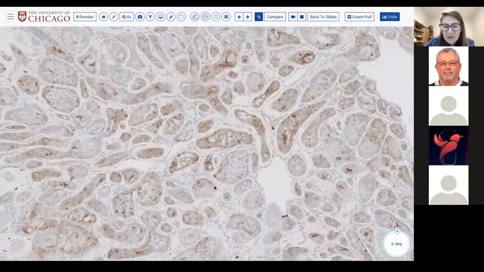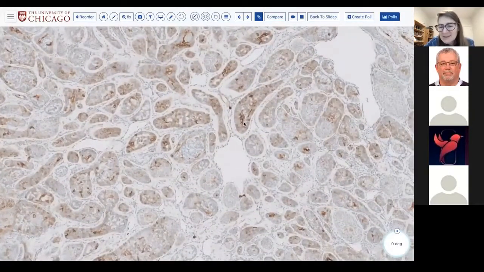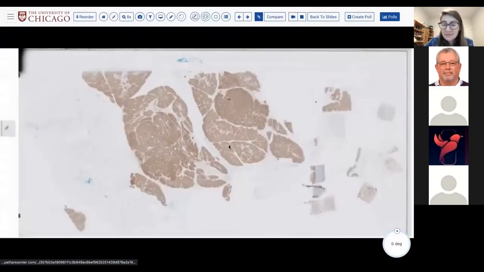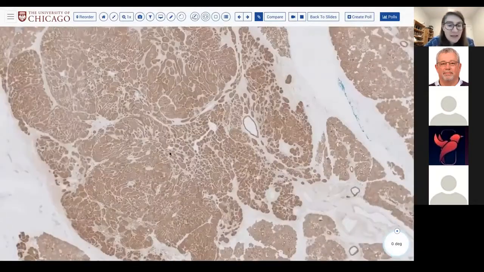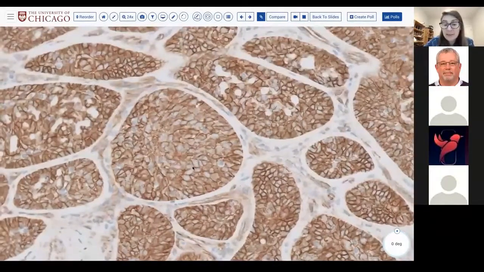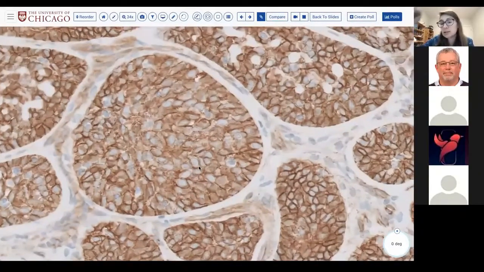In this case, it's not quite as clean, but you may see some epithelial cells that are staining. And importantly, what I wanted to show you here was that beta-catenin, right? So in this case, the beta-catenin is completely membranous, like a crayon. You don't have that nuclear or cytoplasmic expression.